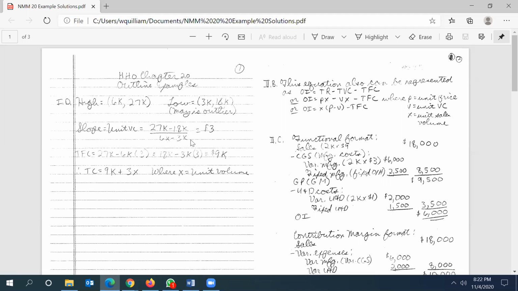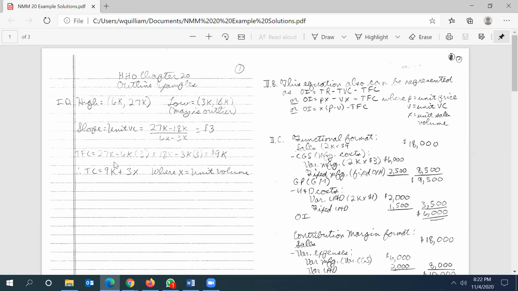At the bottom, we have 3,000 units. So we're really saying that this increase of $9,000 is due to 3,000 units. Or if we divide, on average per unit, that's $3. So $3 is the slope of total cost. It would be the same slope of total variable cost. And that is, of course, unit variable cost, $3. So every additional unit we produce causes total variable cost to go up by $3.